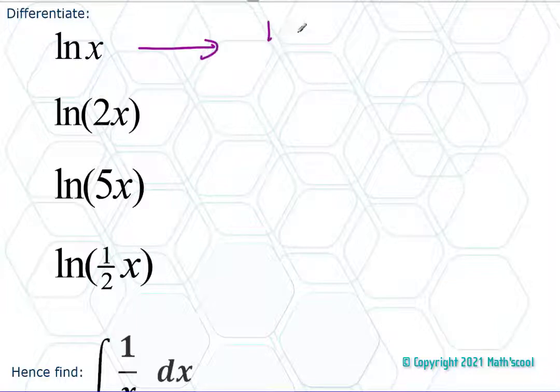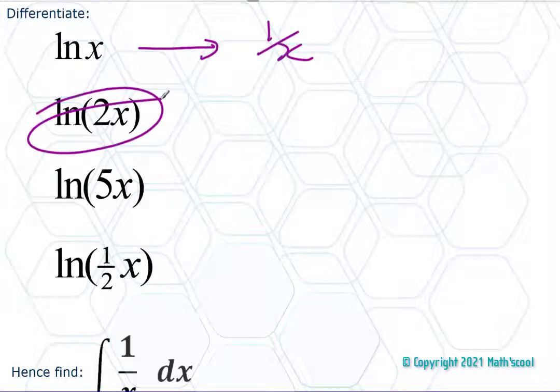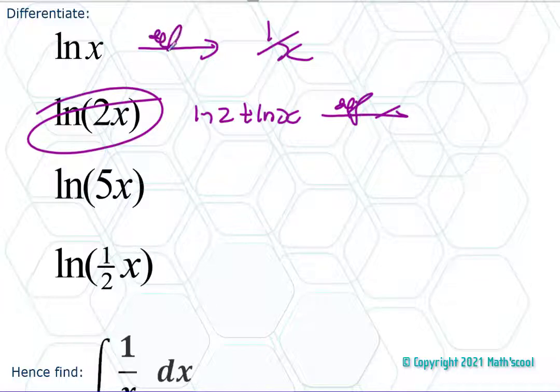Differentiate ln x, we know that's 1 over x. Differentiate ln 2x, well, we said you must expand the log before you differentiate it. So I'm going to write that as ln 2 plus ln x. Now I'm going to differentiate it. Ln 2 doesn't have any x's in it. It's just a number. You can stick it in the calculator. It's something like 0.693. When you differentiate a number like 0.693 or 5 or minus half, it disappears. So that ln 2 is going to disappear when you differentiate it, and all you've got left to differentiate is the ln x, which gives you 1 over x.